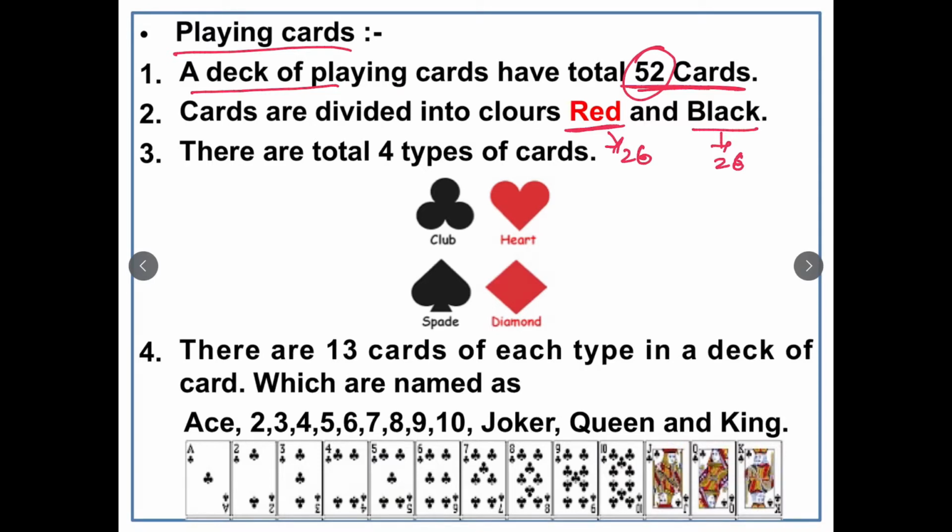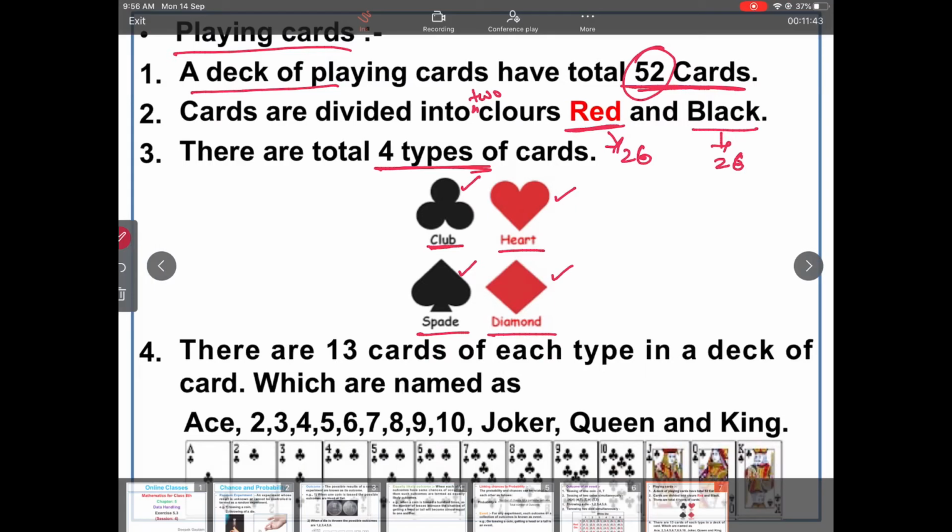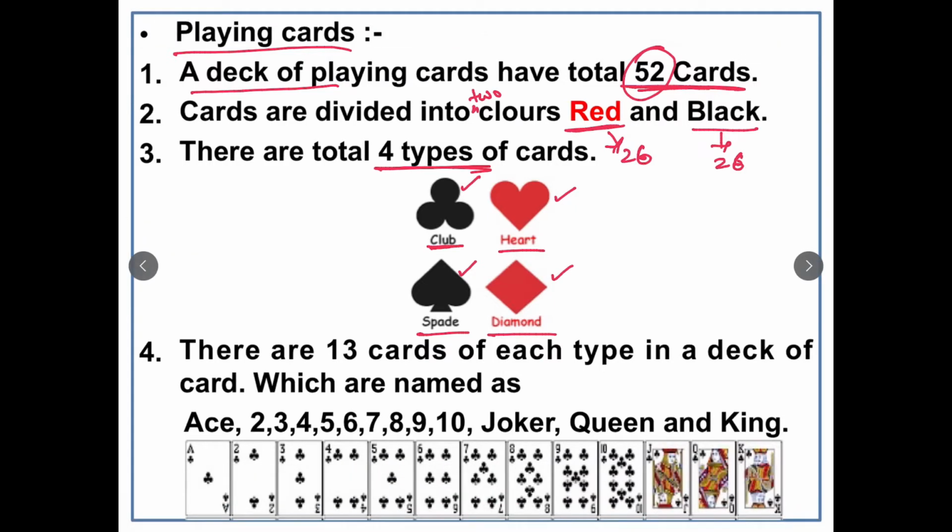Okay, then there are four types of cards in that deck, which are club, heart, spade and diamond, and these are the symbols. This is the symbol of club, this is the symbol of heart, the symbol of spade and the diamond. So there are a total of 52 cards, divided into two colors, red and black. That means out of these 52, 26 cards will be red and 26 cards will be black.